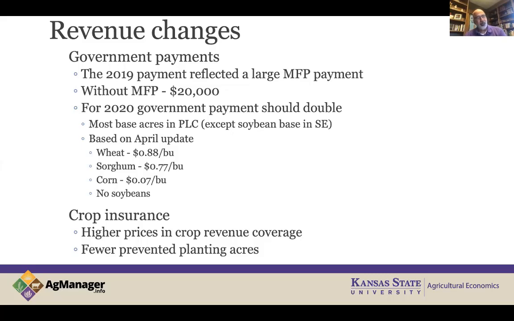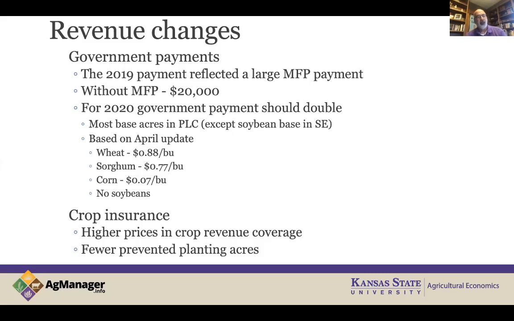Well, the one good thing with lower prices is that it does tend to make the chances of getting a government payment higher. And again, this year I'm predicting that our government payment number is going to about double when you take out that MFP number. So we'll be pretty close to $40,000 per KFMA farm on the government payment side. Again, most of our farms have their base in PLC for practically everything, except for soybeans. Some of the soybeans in the southeast part of the state went with ARC-County, but again, our soybeans aren't really expecting to have a payment there, so it's probably not a big thing, just focusing on the PLC side.